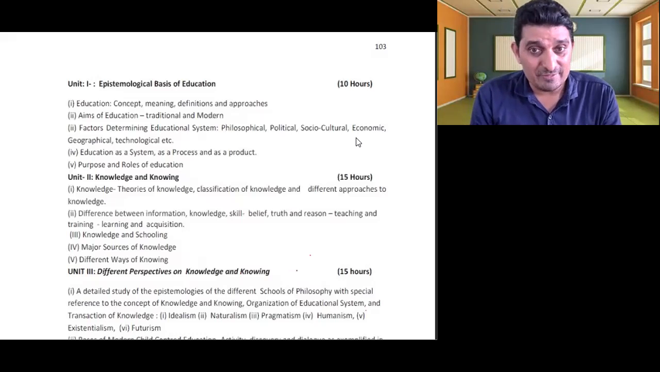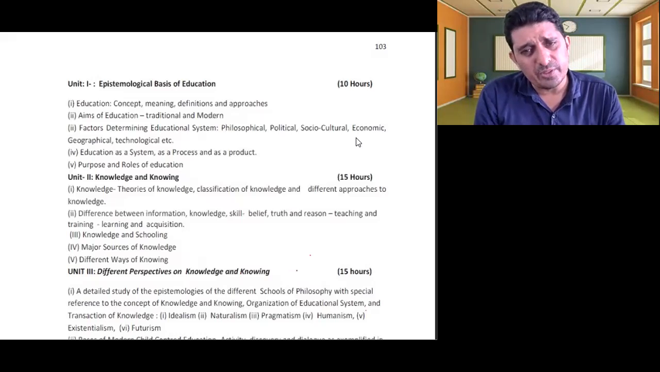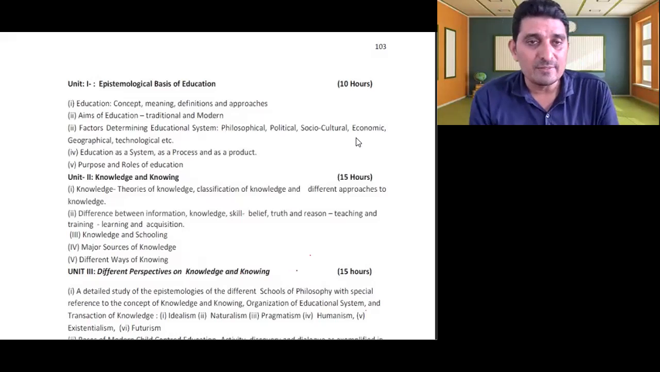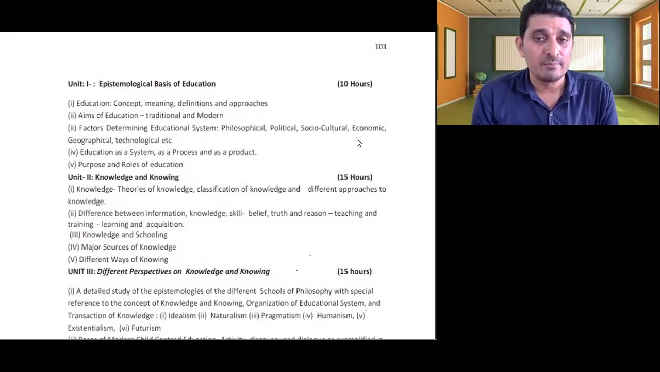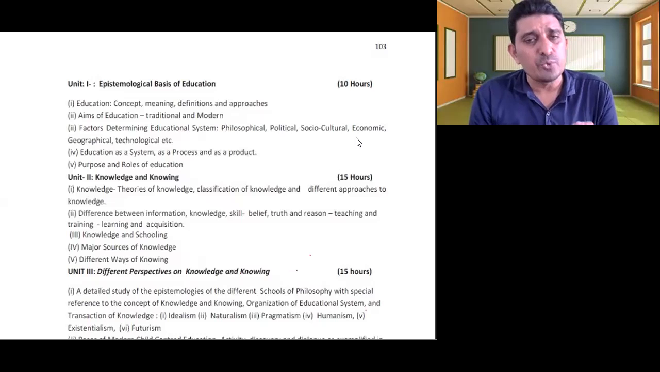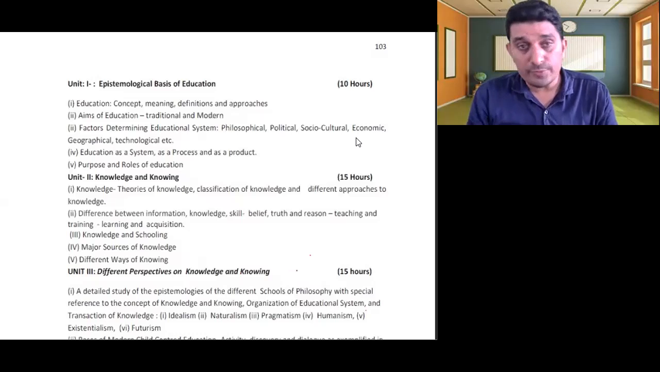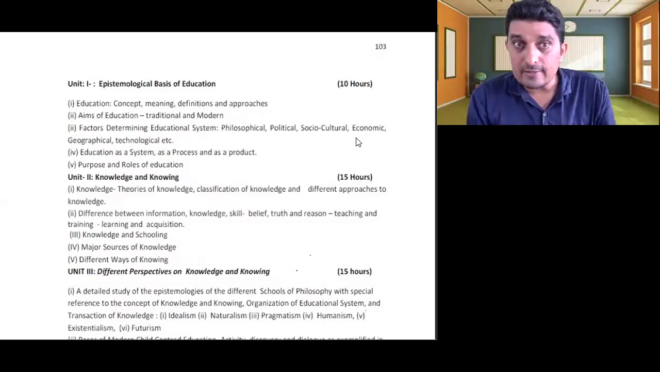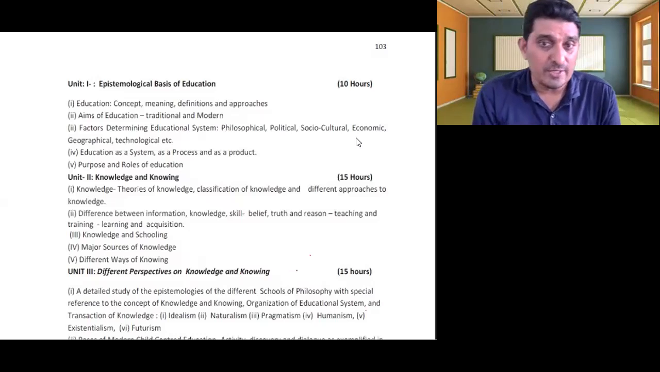Very, very interesting. Then knowledge and schooling. What is the difference between the knowledge which you get at school? What are the advantages of schooling? What are the specialities of the knowledge which you gain from schooling? And this is knowledge and schooling. The major sources of knowledge. What are the different sources of knowledge which you gain? There are lots of sources, and we will look at each and every source of knowledge in detail during the discussions as a part of this paper.